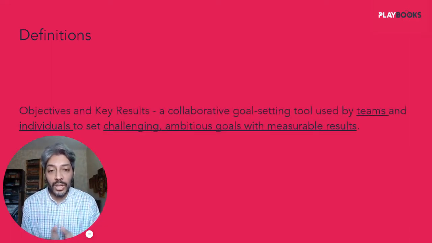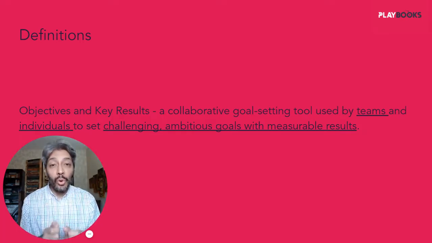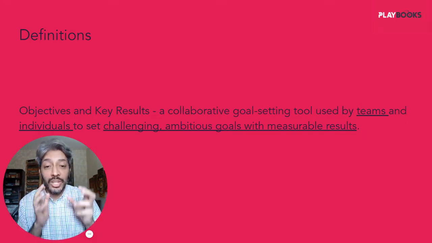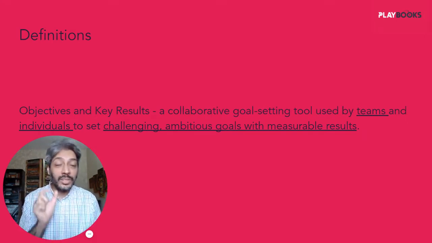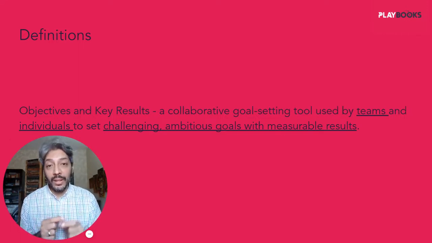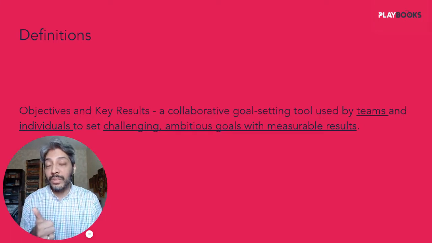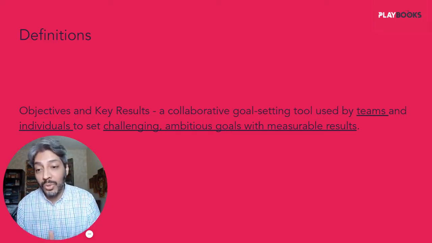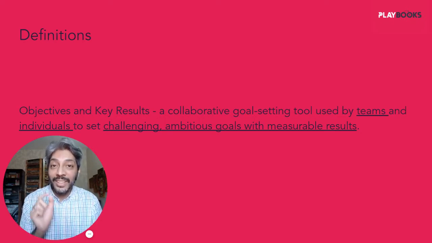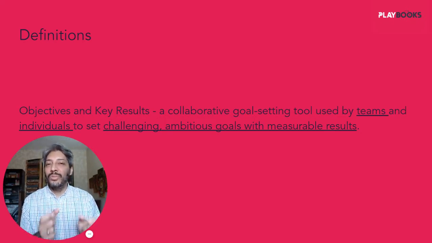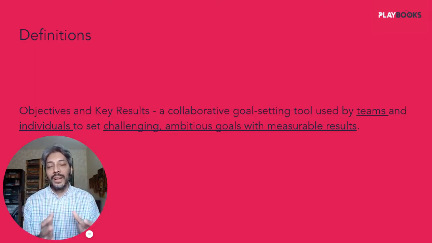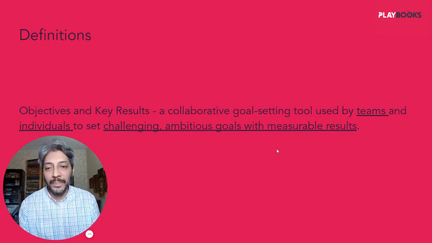Objectives and key results. That's OKRs. It's a collaborative goal setting tool, right? Used by teams and individuals to set challenging, ambitious goals with measurable results. Now, each part of this definition is very, very critical. Teams and individuals. It's the first part. Do not miss out individuals. The goals have to be challenging, ambitious, and measurable, right? If any of these things are missed out, this whole framework loses its efficacy, right?